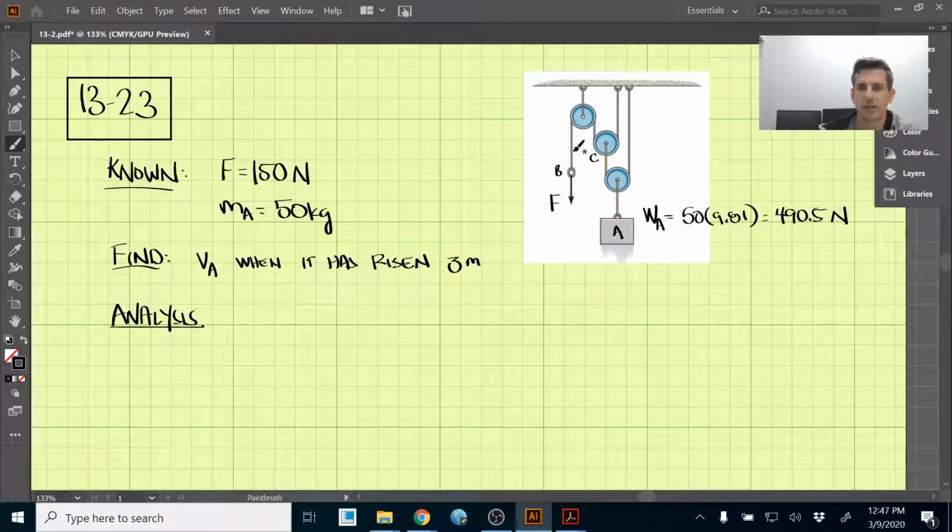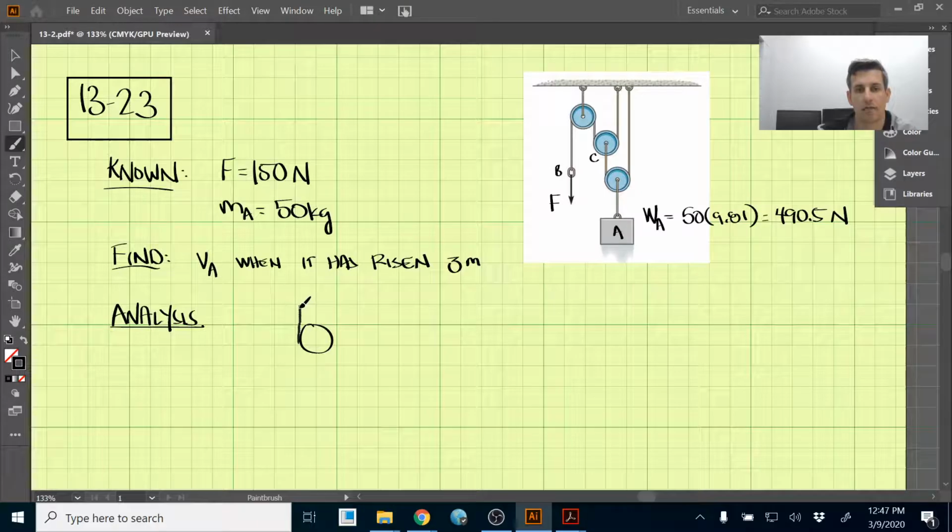All right, so we know that these pulleys are frictionless and have negligible weight. So we know that the tension in these cables does not change as it passes over a pulley. So as you can see with F here, the tension in this cable over here will be equal to F, which was 150 newtons, which wraps around this pulley and actually wraps around pulley C as well. So let's draw a free body diagram of pulley C.